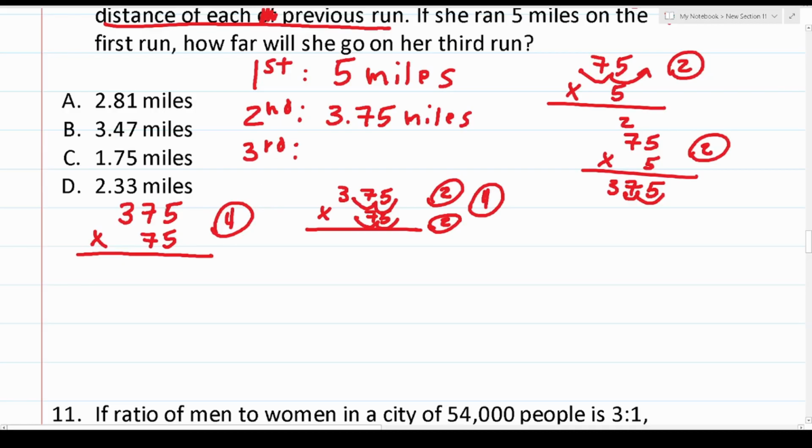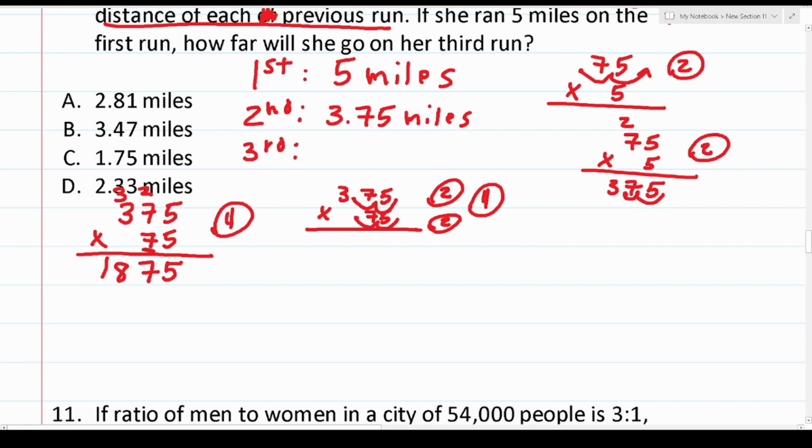5 times 5 is 25. So we're going to drop down a 5 and carry a 2. 7 times 5 is 35, 36, 37. Drop down a 7, carry a 3. 5 times 3 is 15, 16, 17, 18.